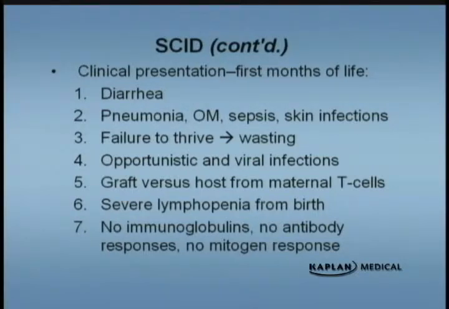They can have diarrhea, pneumonias, otitis media. Now, some of these things are things that you'll see in a normal child, but when you see the recurrence of it, and a child can have an otitis media, a child can have diarrhea, but when you start seeing chronicity, that's when you start getting suspicious. They will have failure to thrive because they're always ill, and they are also at risk for opportunistic and viral infections. They can even have a graft versus host reaction from circulating maternal T cells transplacentally.